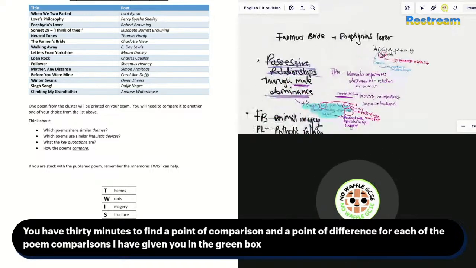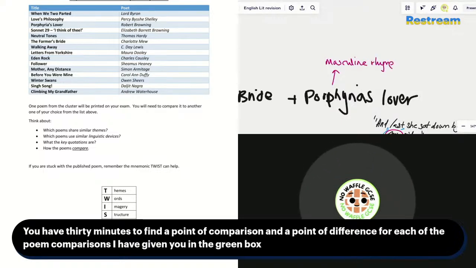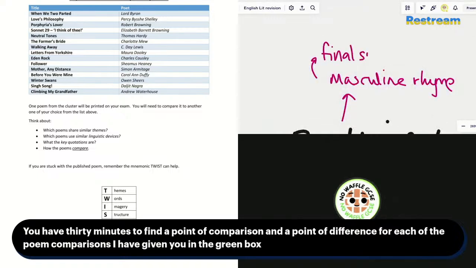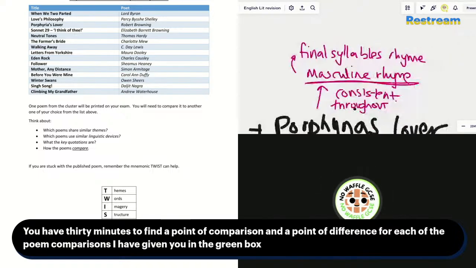Now, we also see throughout Porphyria's Lover masculine rhyme. Masculine rhyme is just a type of rhyme which is prevalent throughout the poem, where the final syllables rhyme. So instead of the consonants rhyming, it's when the final syllables rhyme. And it just suggests how tightly controlled the system is, because this masculine rhyme remains consistent throughout the entirety of the poem. And therefore demonstrates his suppressive control on her, and how he's very tightly controlling her.